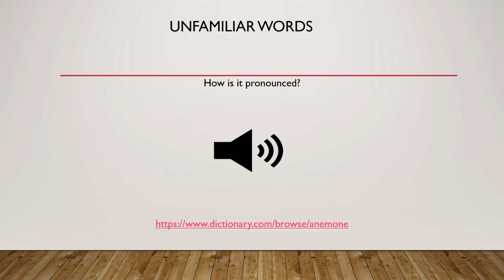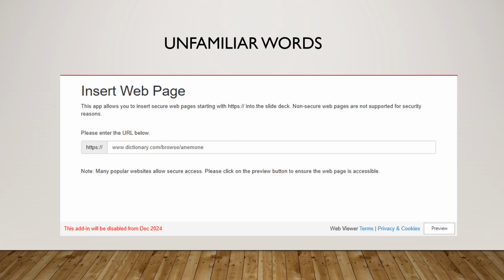When I run into unfamiliar words, I always go to dictionary.com. Not only will it give me the definition of the word, it also gives me the pronunciation. Here I have given you the link to look up the word that was on the previous slide. Now here is a way to get to dictionary.com, and there's a few items that we can do there.